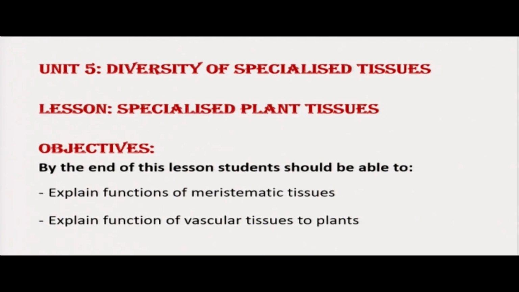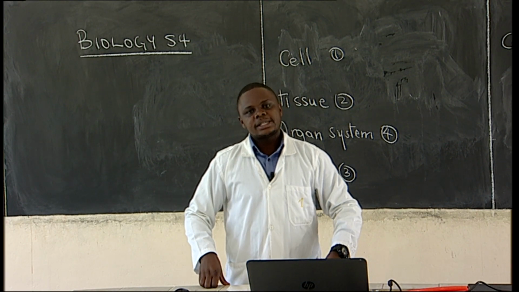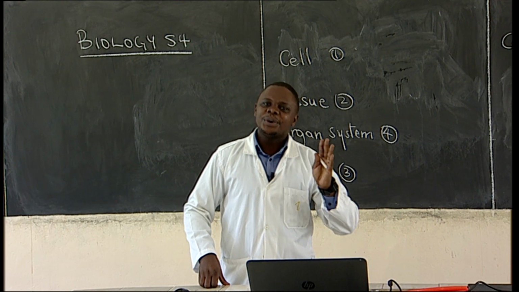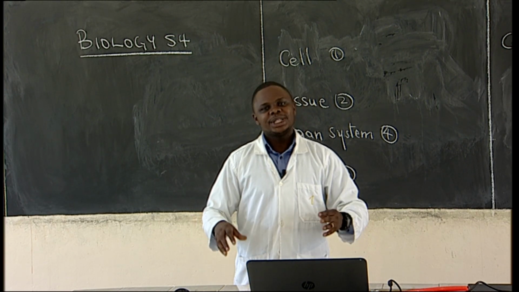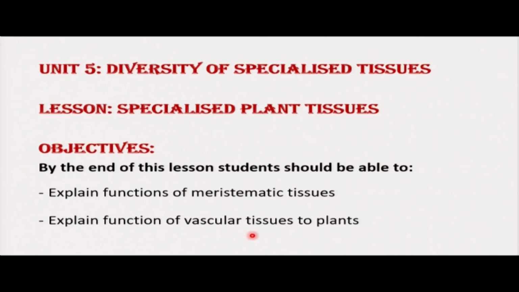If it is clear, then this is our lesson today. Our lesson today is from Unit 5, which is diversity of specialized tissues. And the lesson is specialized plant tissues. By the end of this lesson, students, make sure you're able to explain functions of meristematic tissues, and explain function of vascular tissues to plants, which means our concern is about meristematic tissues and vascular tissues. Make sure you know where they are located in the plant, and make sure you know their functions.